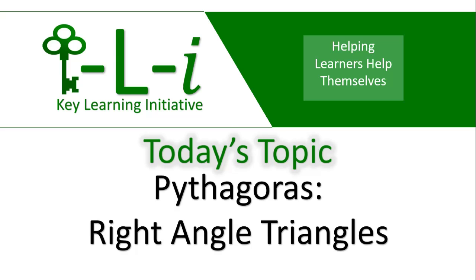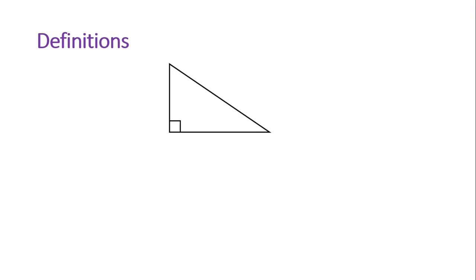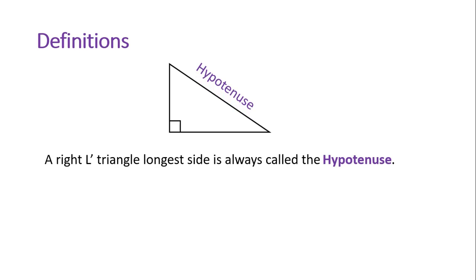But let's get going with our topic, Pythagoras and his triangles. So a few definitions or a bit of theory. There we have a triangle, and a right angle triangle's longest side is always called the hypotenuse. Okay, the longest side of the right angle triangle. Now the other thing about the hypotenuse is it's always opposite the right angle. So you can see in the diagram, the right angle is at the bottom left hand side, and so the hypotenuse is on the top right hand side. It's on the opposite side of the right angle.